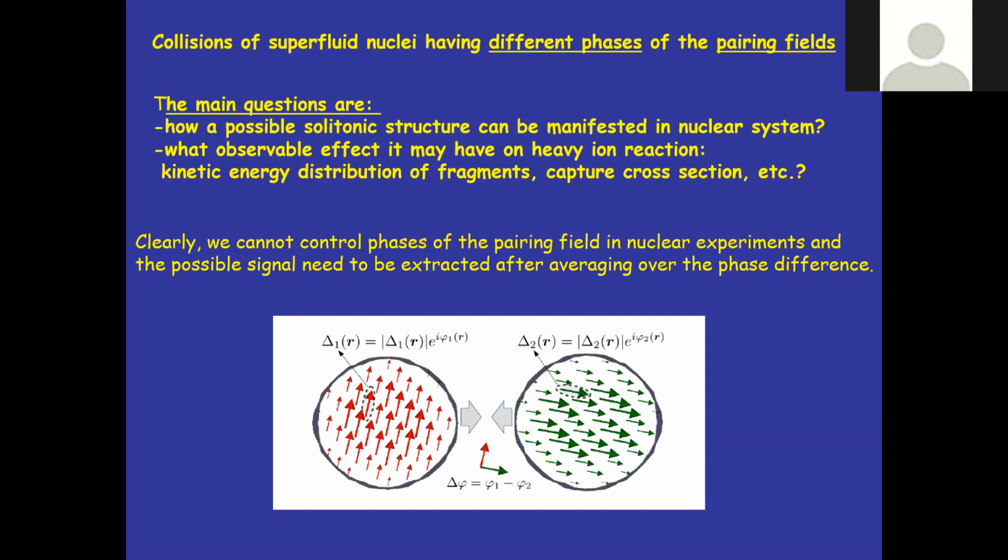Yes. So this is low energy heavy ion collision. This is non-relativistic. We collide nuclei right above the Coulomb barrier, so they have only the energy that allows them to pass the Coulomb barrier, but not much more. This is a very low energy collision. Then of course the questions concern the kinetic energy distribution of fragments and the capture cross section. So these are the quantities that we are interested in, in the nuclear physics context. Of course, in nuclear physics, we cannot control the phase of the pairing field as in the cold atoms. But then the question is different, because we may average over various phases.